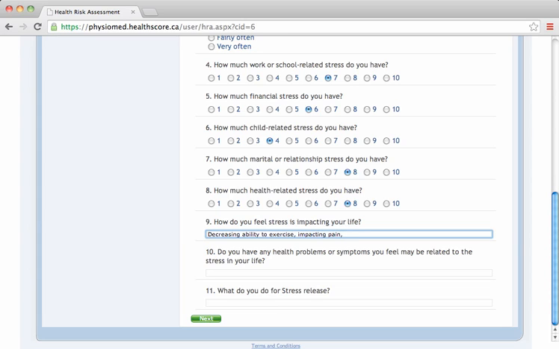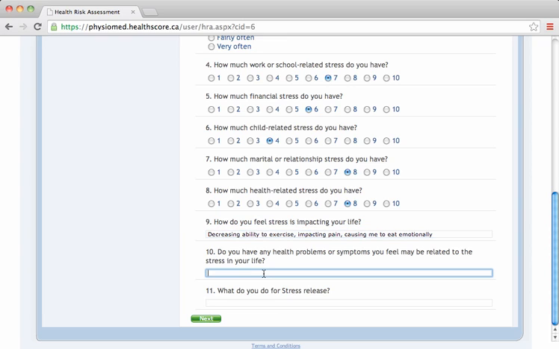Maybe it's causing them to eat emotionally, causing me to eat emotionally, etc., etc. Do you have any health problems or symptoms you feel may be related to the stress in your life? Tension headaches seem to be exacerbated by the stress. And what do you do for stress relief?